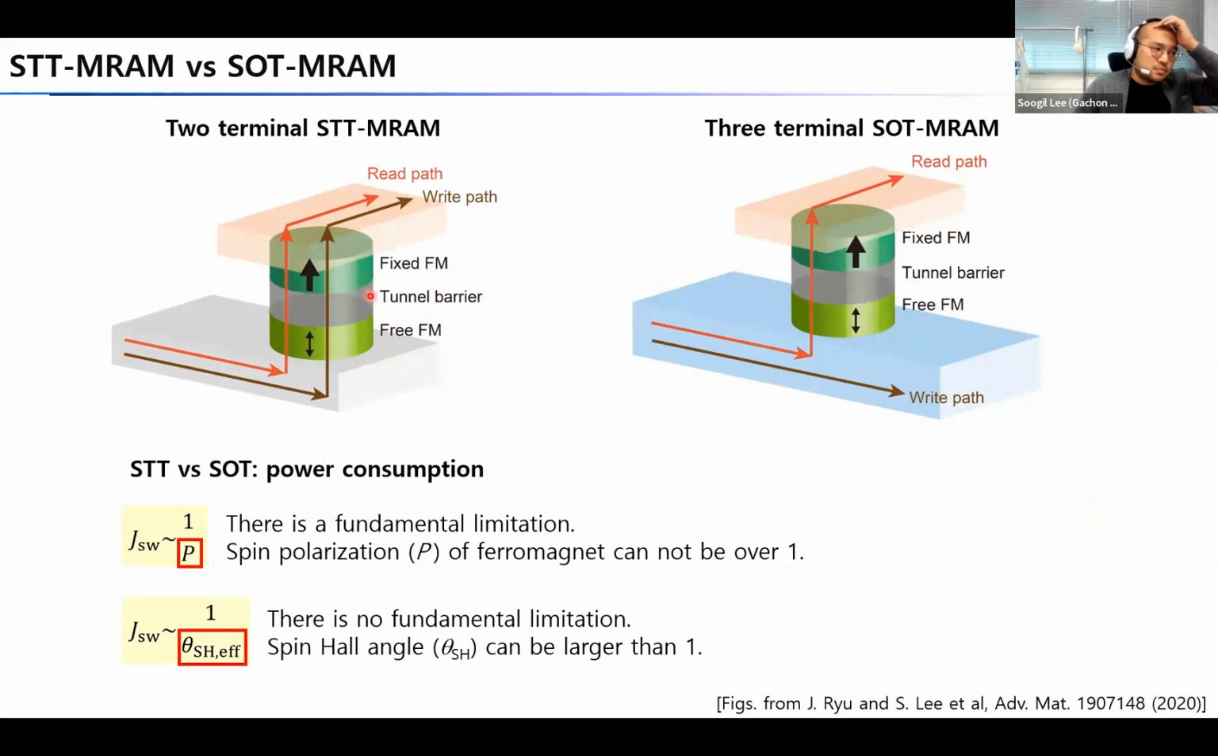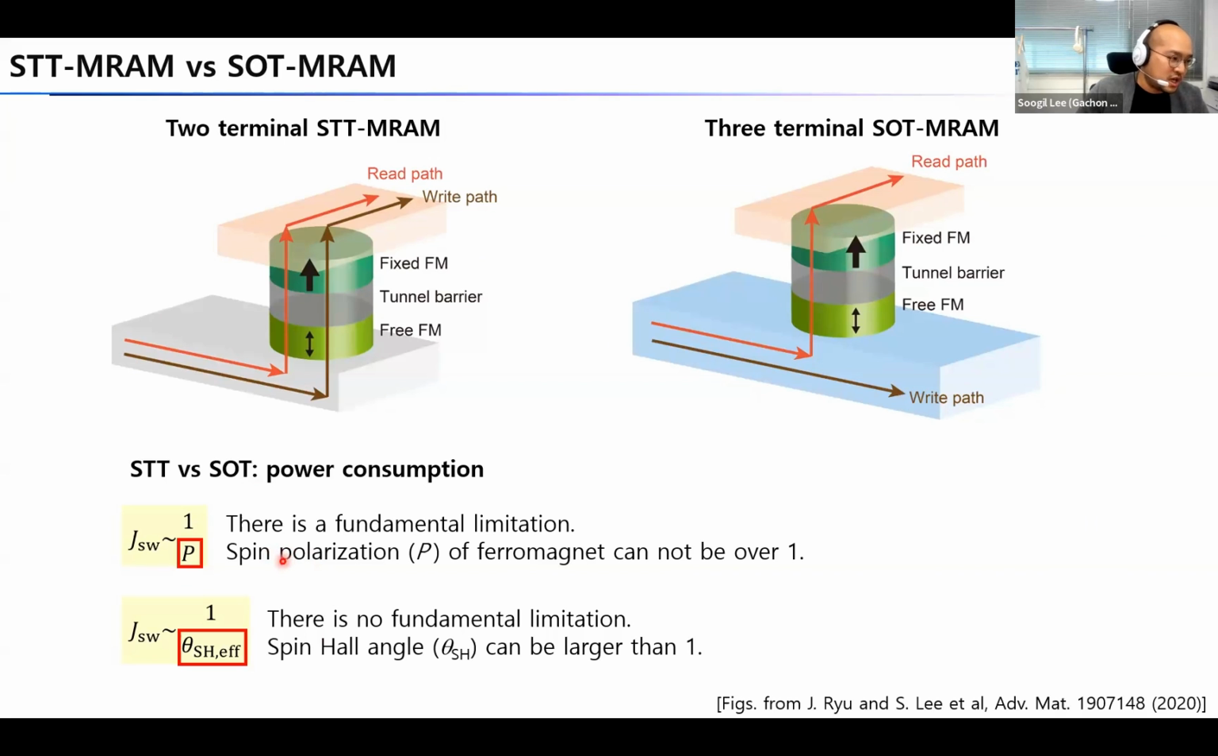Okay, let's go into more detail with the comparison between two different MRAMs. One is the conventional spin transfer torque MRAM, and the other is the future spin orbit torque SOT-MRAM. SOT-MRAM shows many benefits compared to the conventional STT-MRAM, and you can find more details in these review papers. Today I would like to talk about the comparison of the switching current between these two different MRAMs.